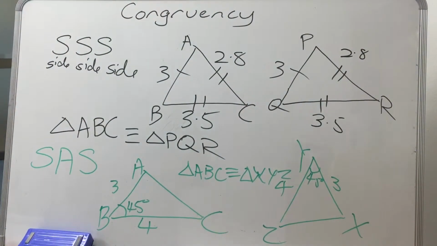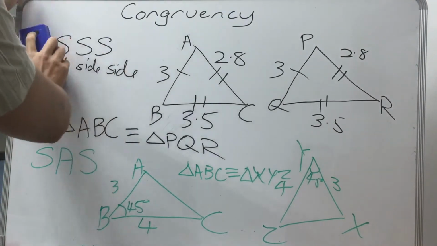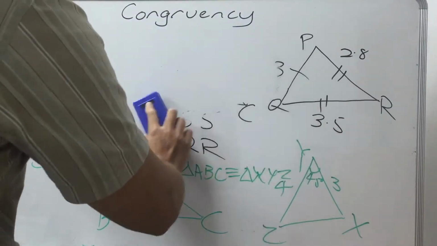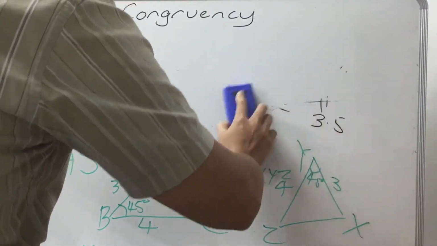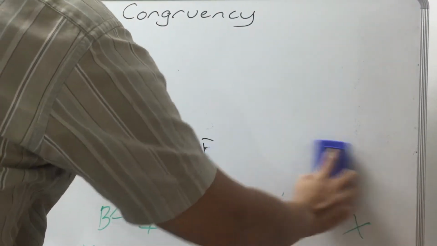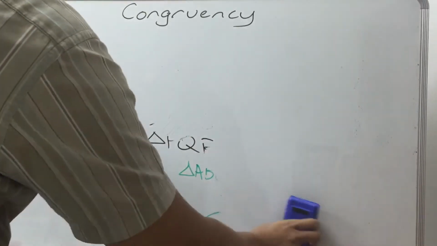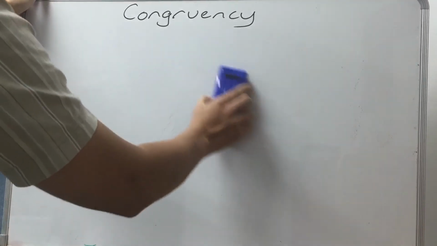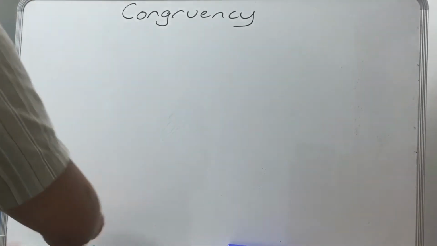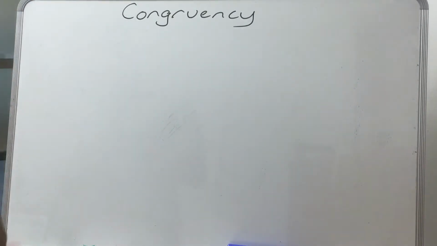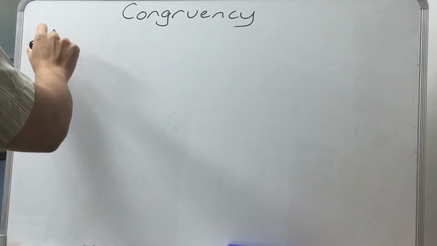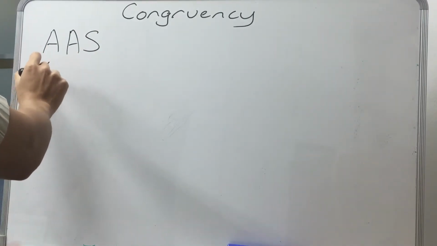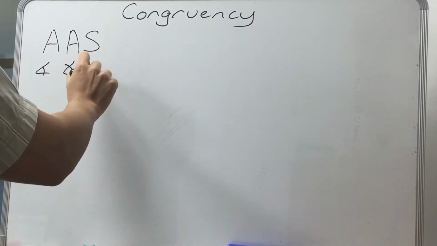Now we shall see 3 other formulas. So these 3 formulas will try and show you the same thing. As long as out of these 5 formulas, your 2 triangles fulfill one of them, then the 2 triangles that you are comparing are congruent. So the third test is our AAS test. This stands for angle, angle, side test.